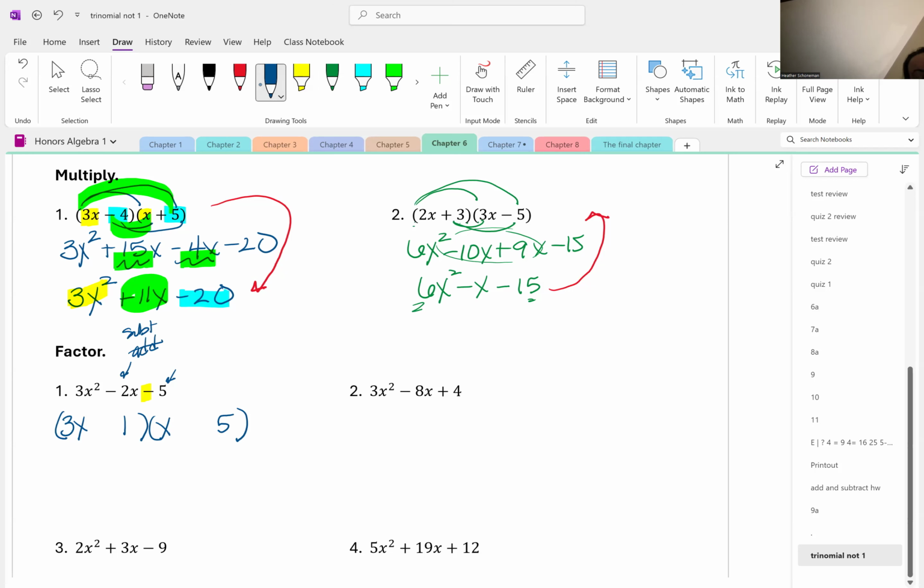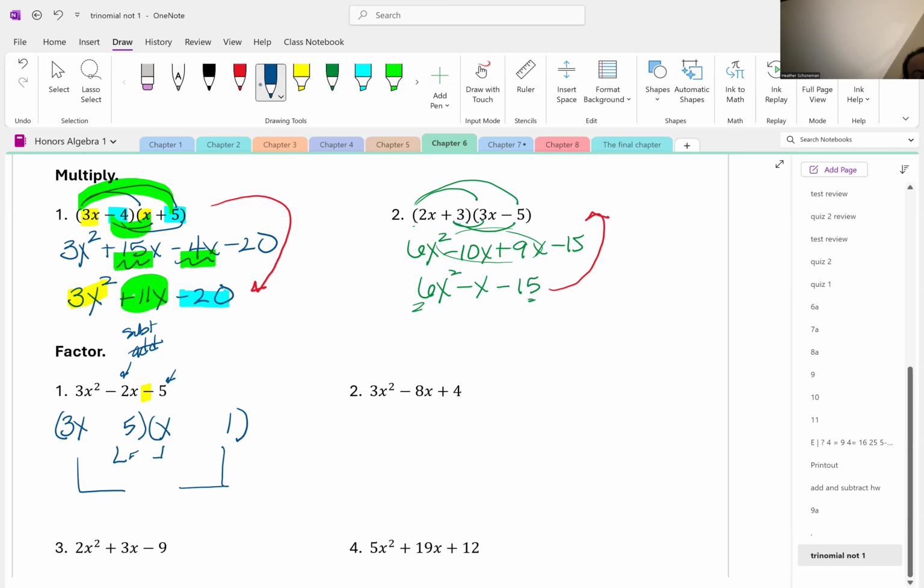Well, that middle term is going to come because this would be 1x and this would be 15x. And if I subtracted those, that's not going to get me to a 2. So that's why this is guessing and checking. So the 1 and 5 didn't work. So now I'm going to try 5 and 1.